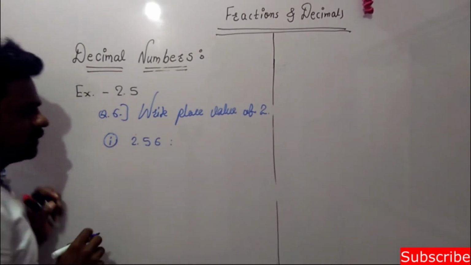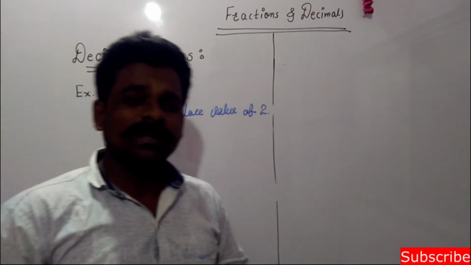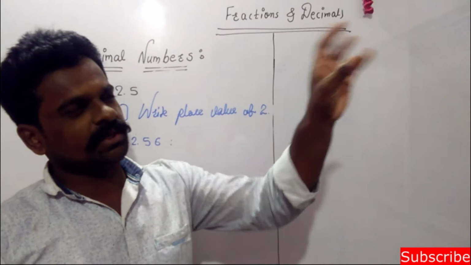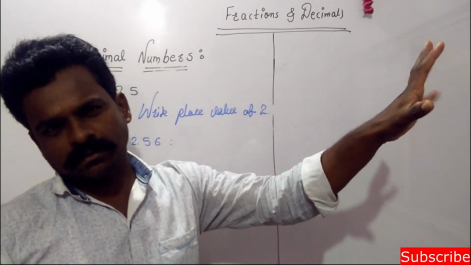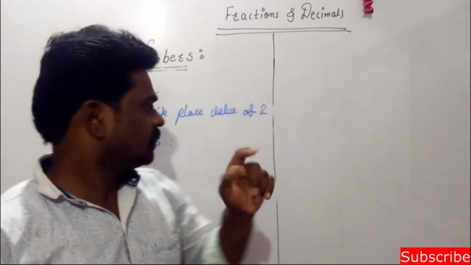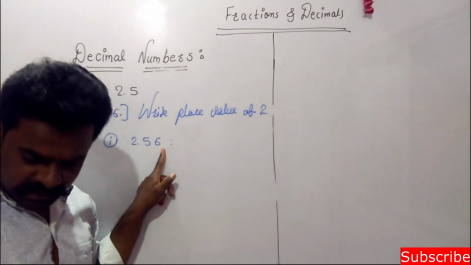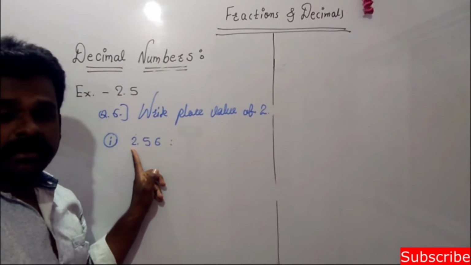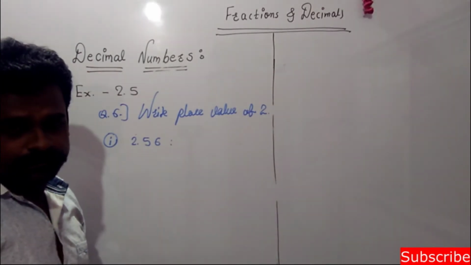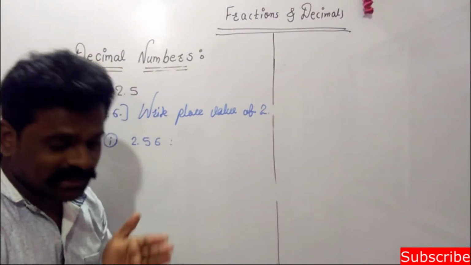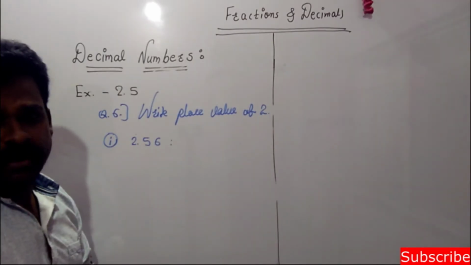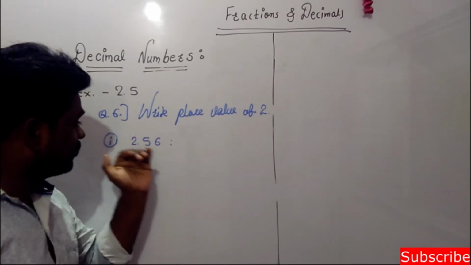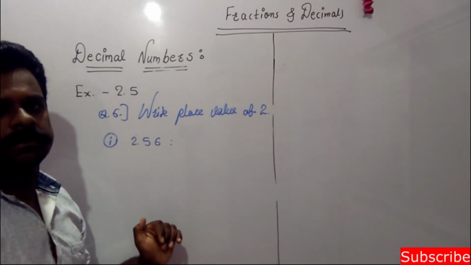First you need to understand what is place value and face value. Face value means the digit, what it looks like. That is the face value only. If 6 is there, its face value is 6. If 5 is there, its face value is 5. If 2 is there, its face value is 2. But when we consider place value, at that time we have to consider at which place the digit comes.